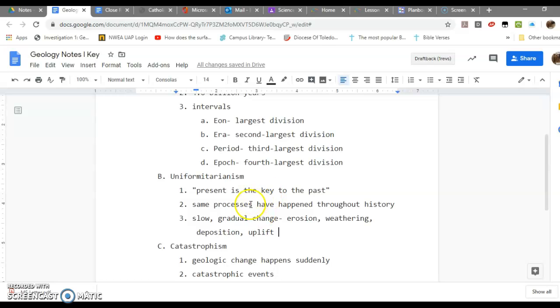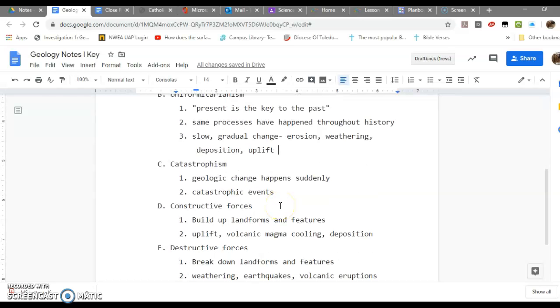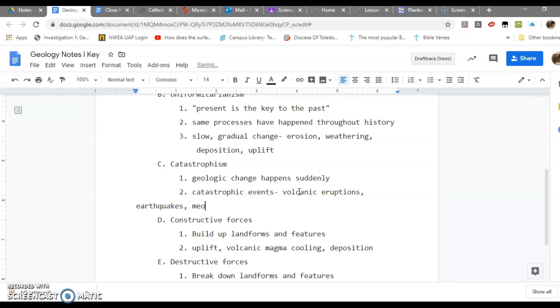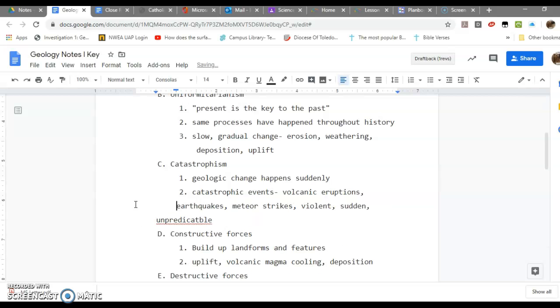So those scientists that kind of scoffed at the idea of uniformitarianism believed in this idea of catastrophism, that geologic change happens suddenly through catastrophic events. That would be things like volcanic eruptions or earthquakes or meteor strikes, anything that is violent and sudden and unpredictable. Those would go under the idea of catastrophism. Check my spelling there.